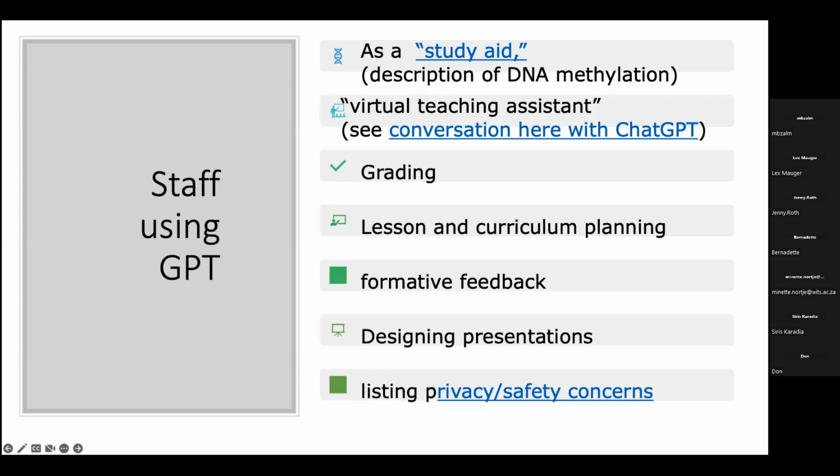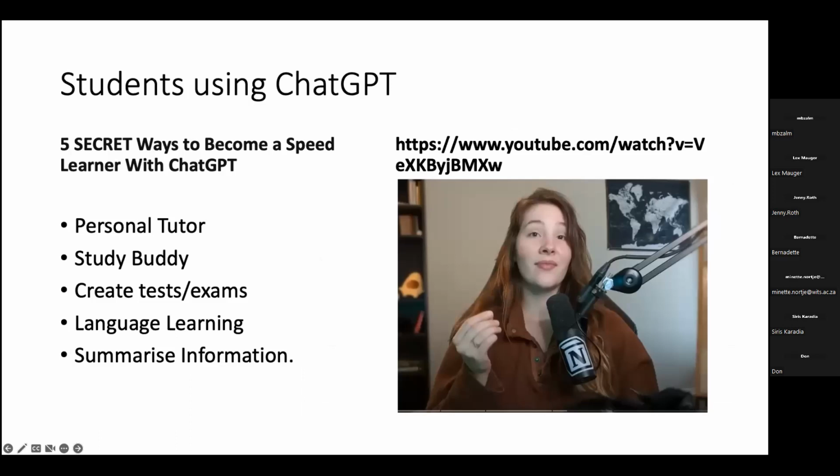You also can, as Maha says there, write an introductory syllabus. So there's a really good example of students using ChatGPT productively. And this student has found 5 ways to become a speed learner, using it as a kind of personal tutor, as a study buddy, to create tests, etc. And I'd urge you to have a look at that link. It's not very long, but she talks through how she is using it.